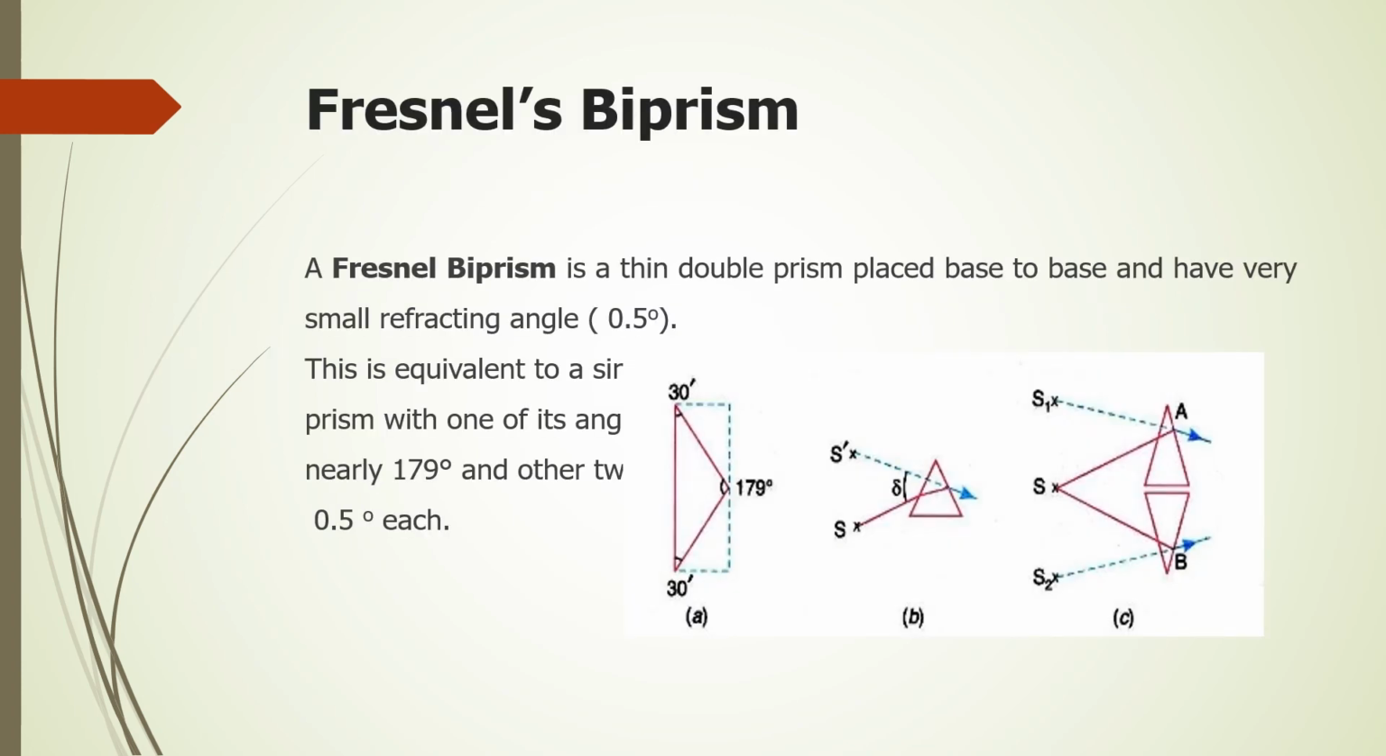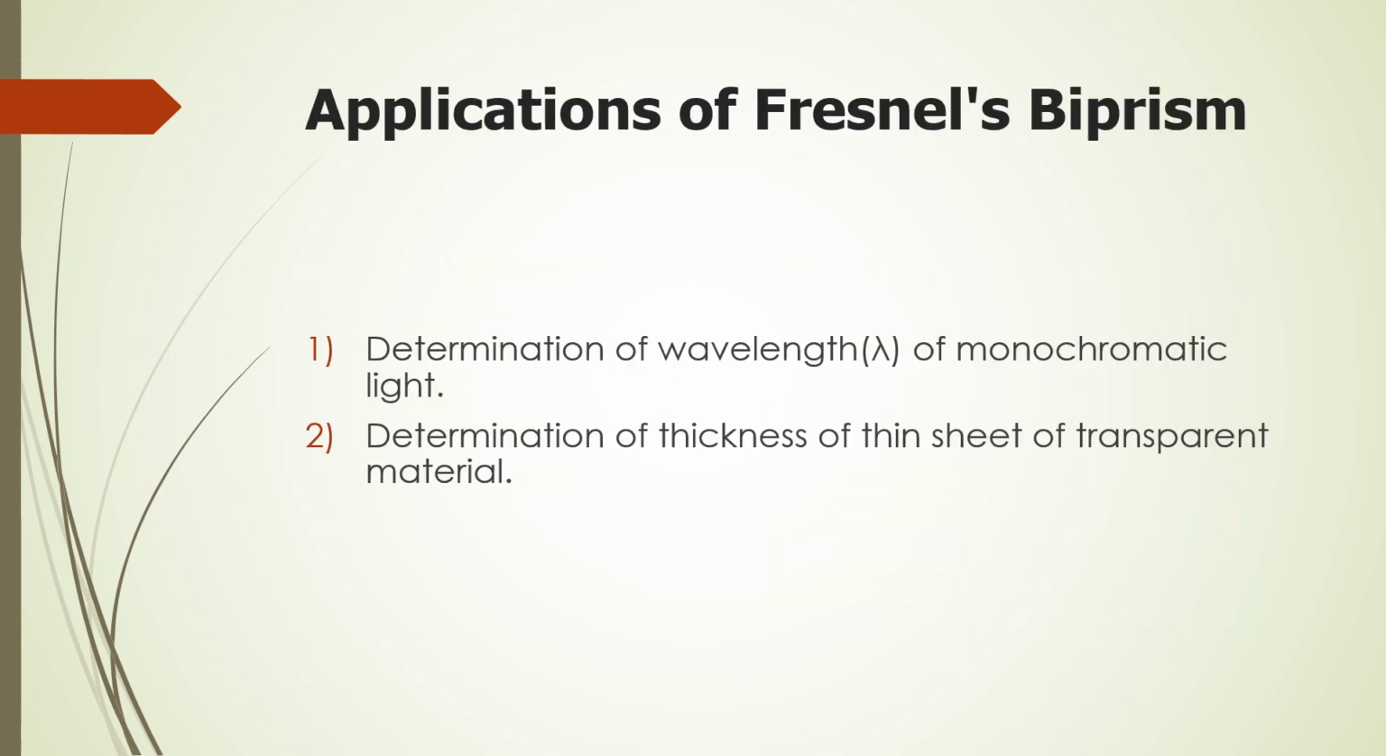Now let us look into what a Fresnel's biprism is. It's a double prism which is placed base to base. This is a single prism. When two prisms are placed base to base, it is called Fresnel's biprism. It has a very small refracting angle of about 0.5 degree, and its obtuse angle is nearly equal to 179 degrees.